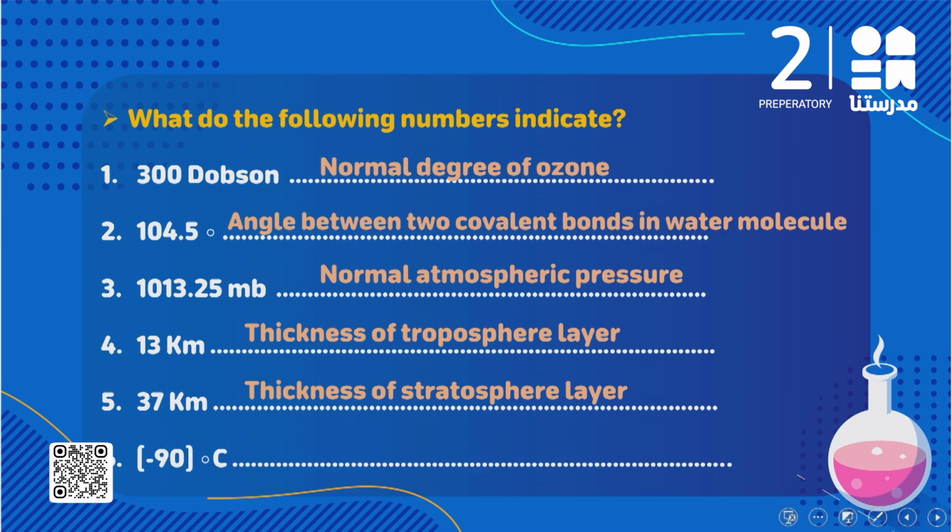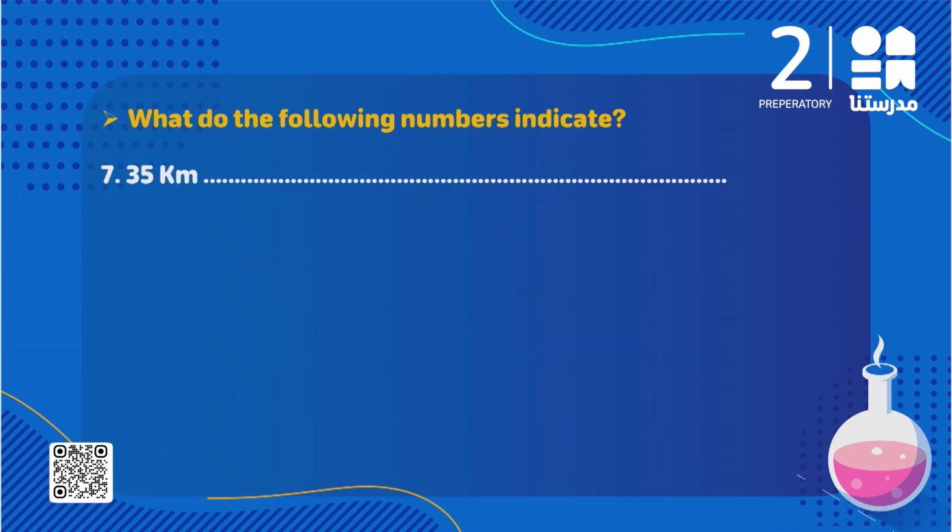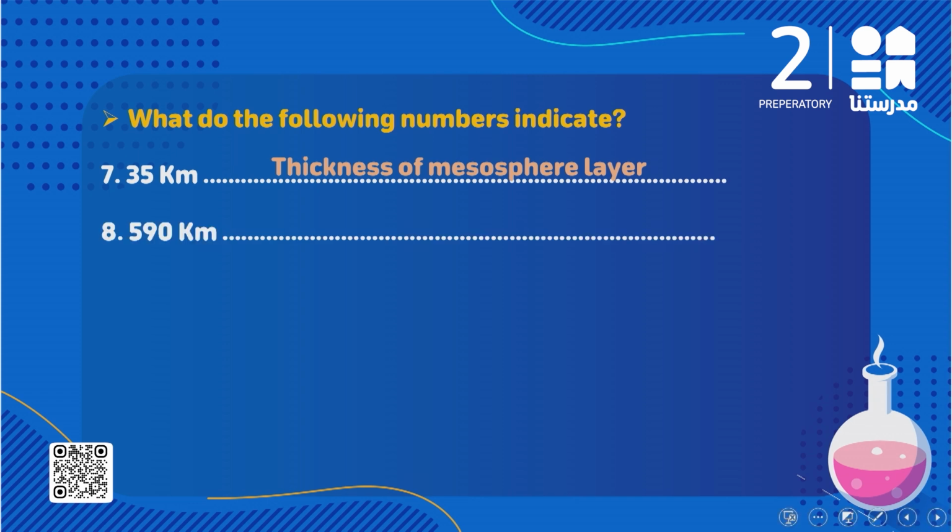Okay, what about negative 90 degree Celsius? It indicates the temperature at the mesosphere layer. Temperature at the mesosphere layer. Then 35 kilometer is the thickness of the mesosphere layer. So again, the troposphere's thickness is 13 kilometer, stratosphere 37 kilometer, mesosphere 35 kilometer. What about 590 kilometer? It's the thickness of the thermosphere layer.